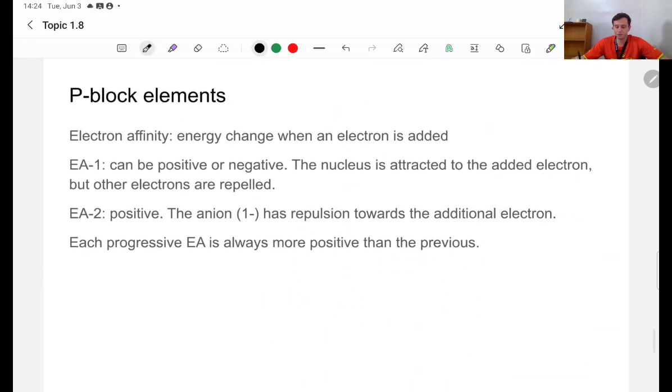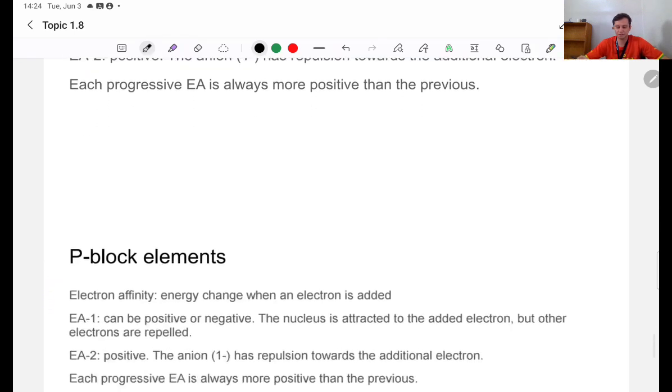So electron affinity 2 is always positive, and that's because the anion has a negative charge now. So there's repulsion between it and an additional electron which would be added. And so each progressive electron affinity value is more positive, meaning a higher energy than the previous. So they go up and up and up. Sometimes EA1 will be negative, but EA2 is always positive and always more positive than EA1. And EA3 is more positive than EA2, etc.